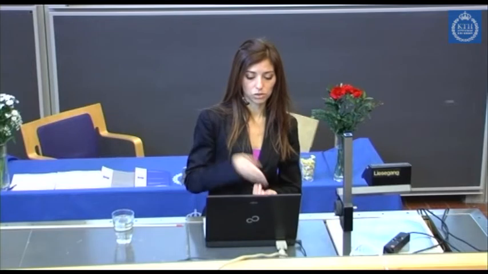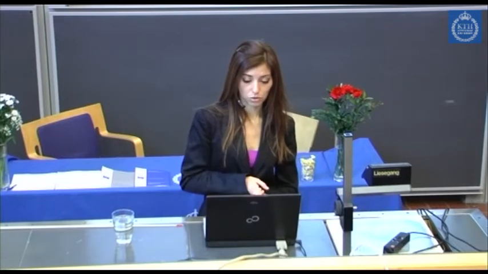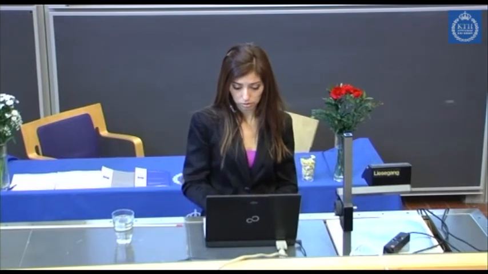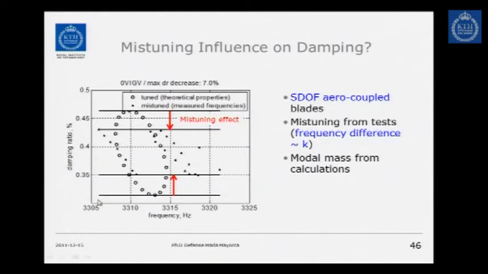And then when we introduce mistuning, by introducing a different frequency in the single degree of freedom blades, we break this nice circle. But the effect is that the minimum damping is increased and the maximum damping is decreased and tends to the average. But even if we put in the largest mistuning seen in the test, the maximum decrease of the positive damping is 7%. So it's not enough to say that mistuning is what is causing our tuned case to be higher.